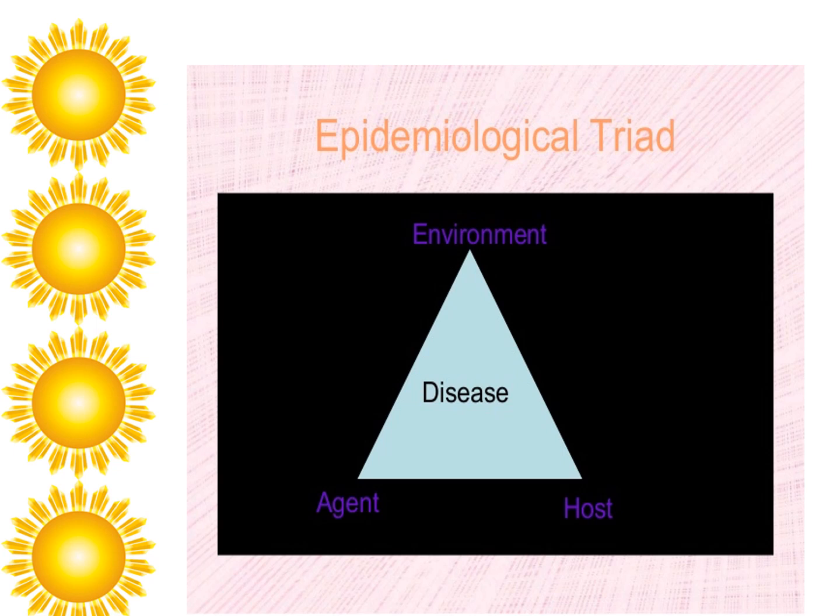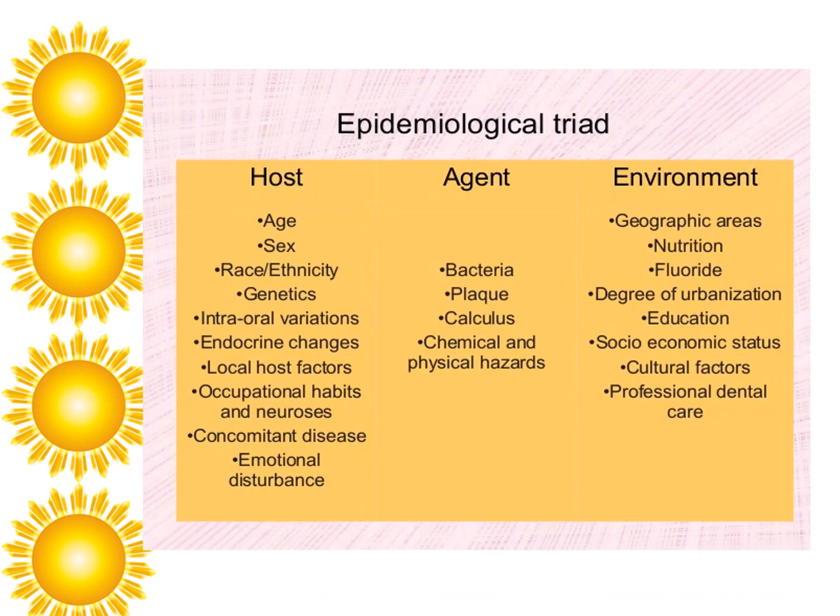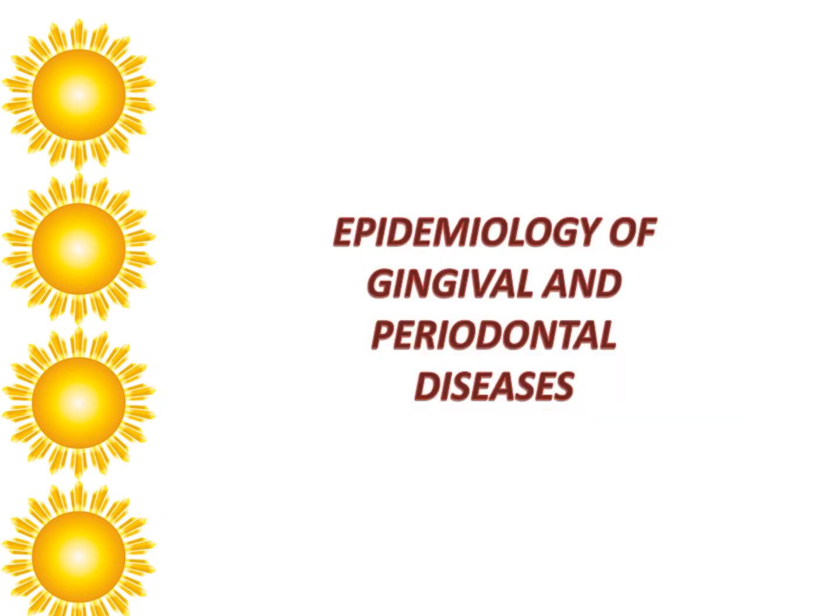And what is the epidemiological triad? Triad means three things are included. What are the three things? The first one is host, the second one is the agent, and the third one is the environment. So a disease is related to these three things. So the epidemiological triad is very important, and here we tabulated the host, agent, and environment. Kindly go through. And that is all about epidemiology.